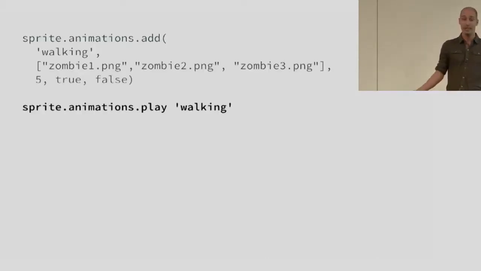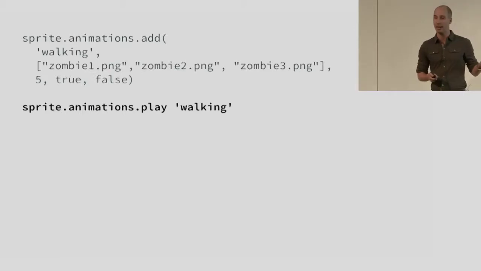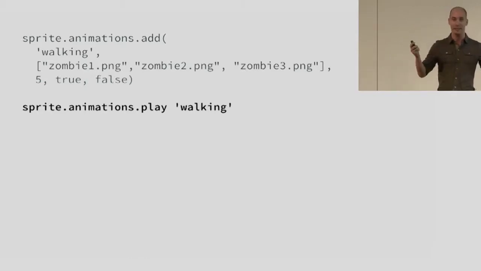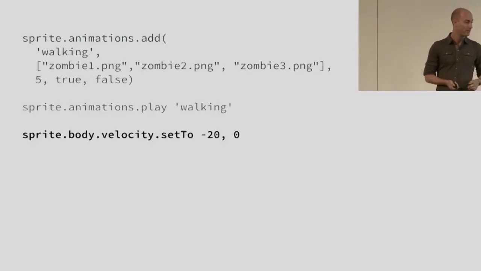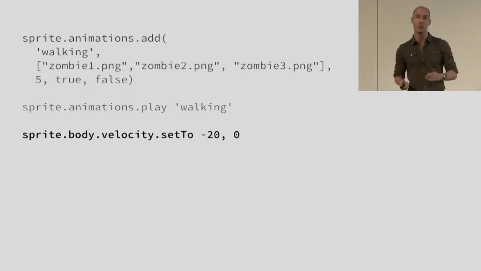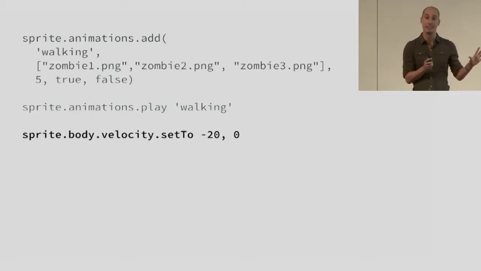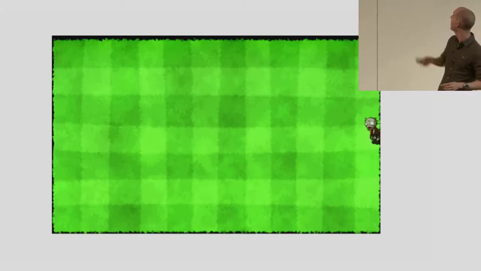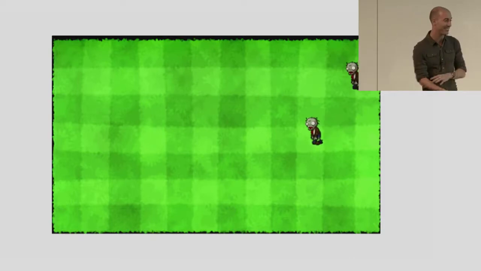And then we're going to say play walking. I gave him that sprite, I taught that sprite a walking animation, and I can just say, play that walking animation, and Phaser will take care of figuring out how to render all that. We're also going to set the sprite's velocity to -20, so that'll move him by 20 units to the left, because the origin in this world is the top left. So there's our zombie moving across the screen.